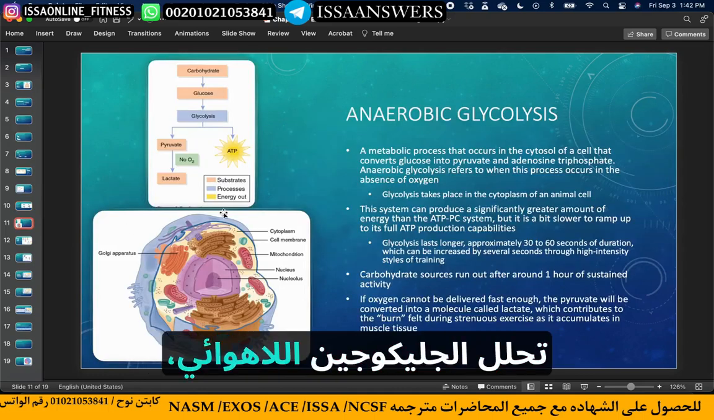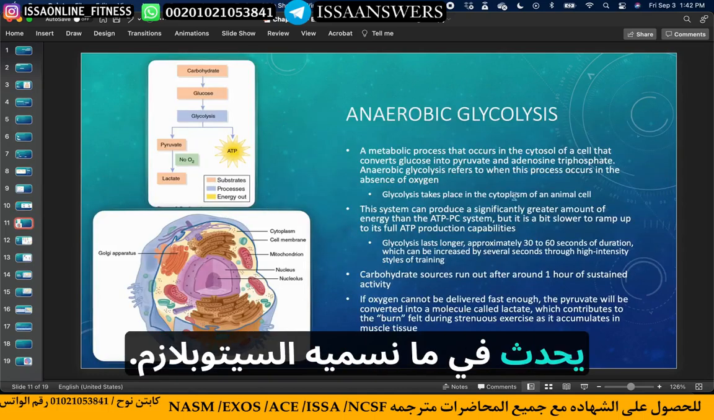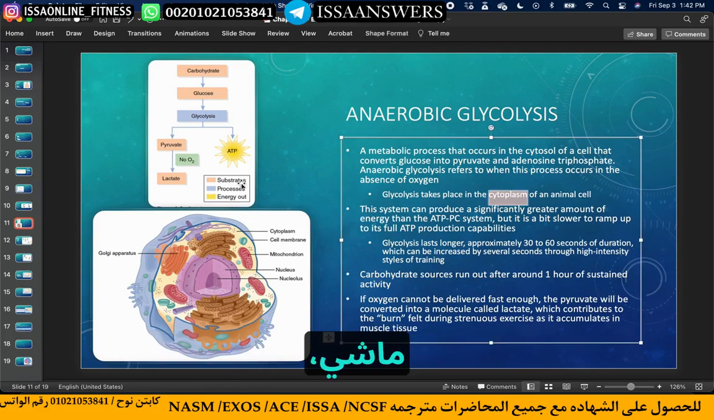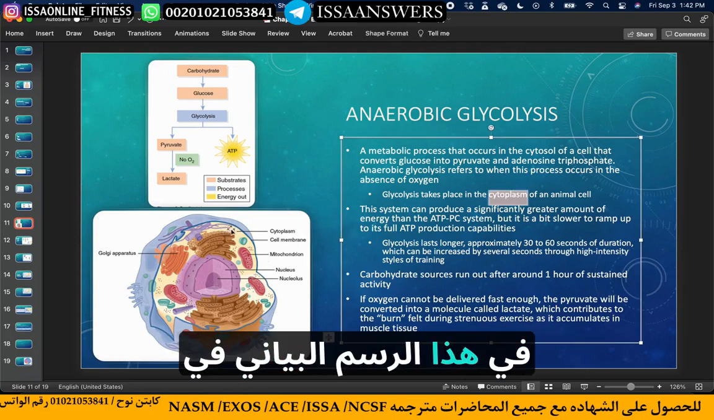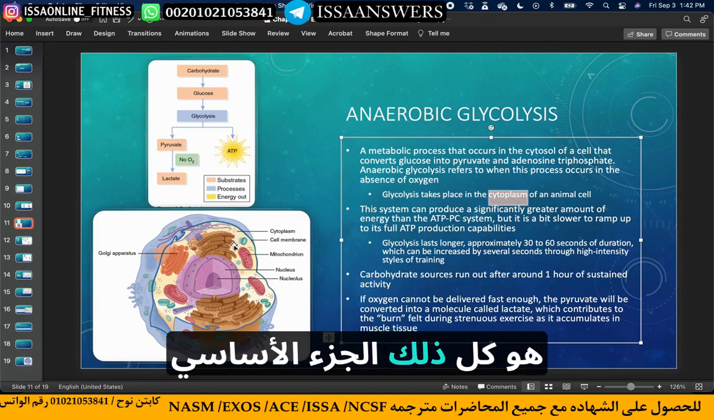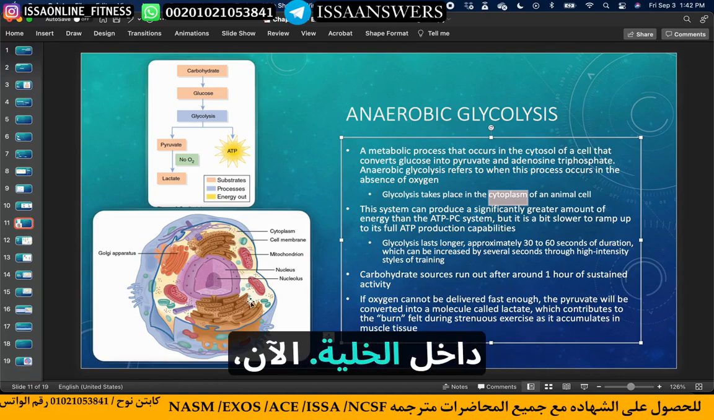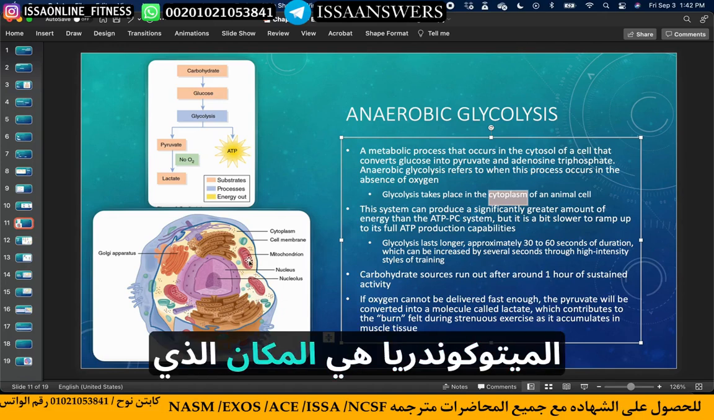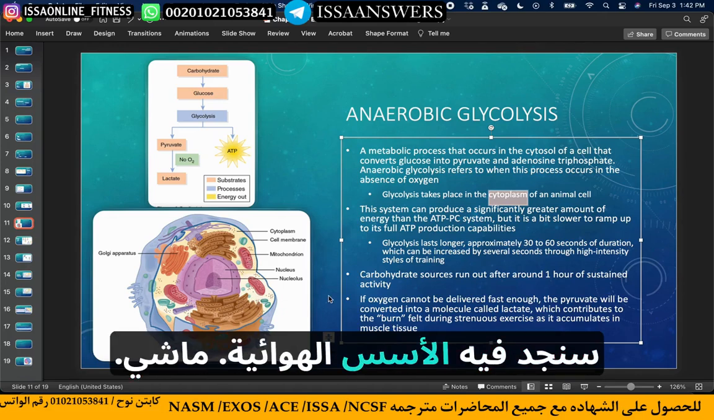Anaerobic glycolysis, like we said, because it's anaerobic, it takes place in what we call the cytoplasm. Okay, so the cytoplasm, you can see in this diagram down on the bottom left here, is all of that basic inside portion of the cell. Now, mitochondria is where we would find the aerobic bases.